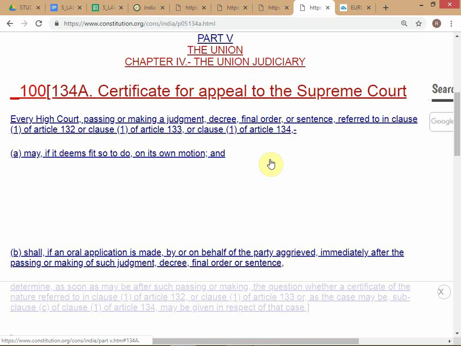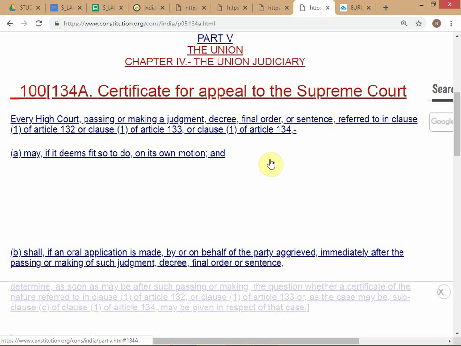So what is 134A saying? That if the High Court feels that there is any question of constitutional importance, it can use 134A read with 132 to refer it to the Supreme Court on its own, okay? And if the High Court feels that there is any question of law of general importance, like interpretation of public policy in the Contract Act, then again it will use 134A to refer it to the Supreme Court, give a certificate of appeal to the Supreme Court, but this time it will do so under 133 because it's a general question of law in a civil matter.